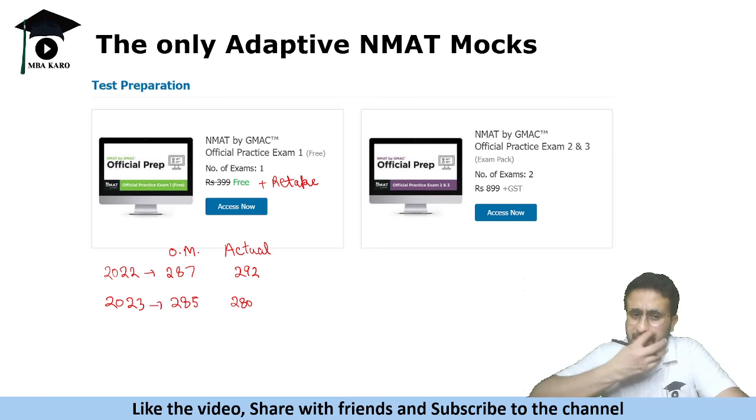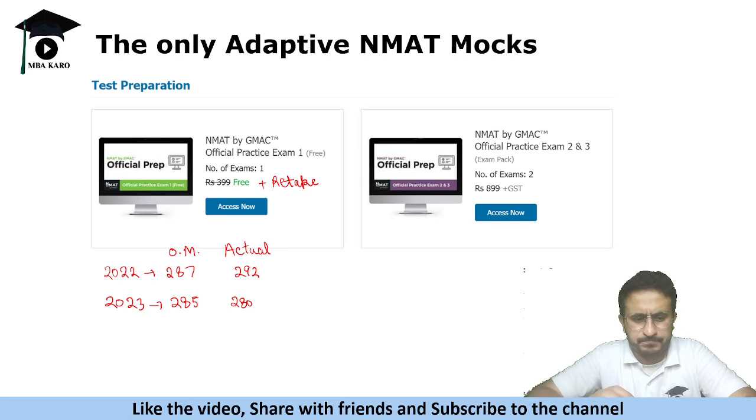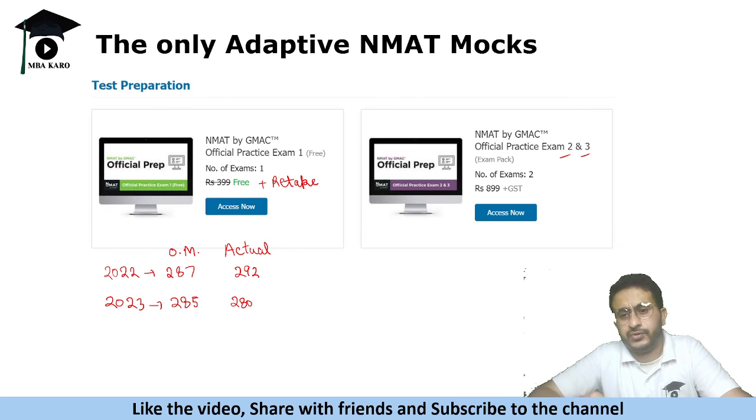These are paid ones, so you have 900 plus GST, which will be around 1060 rupees, because somewhere around 160 will be the GST charge. So you get two more mocks apart from this. You can take these mocks, which are the actual mocks of the adaptive nature, to gauge your scoring range. Okay, so that is what an adaptive mock is.